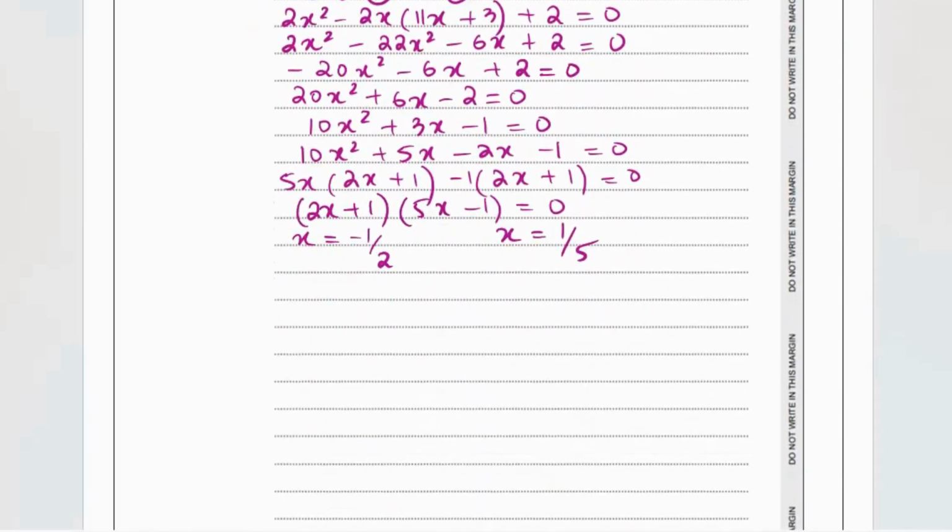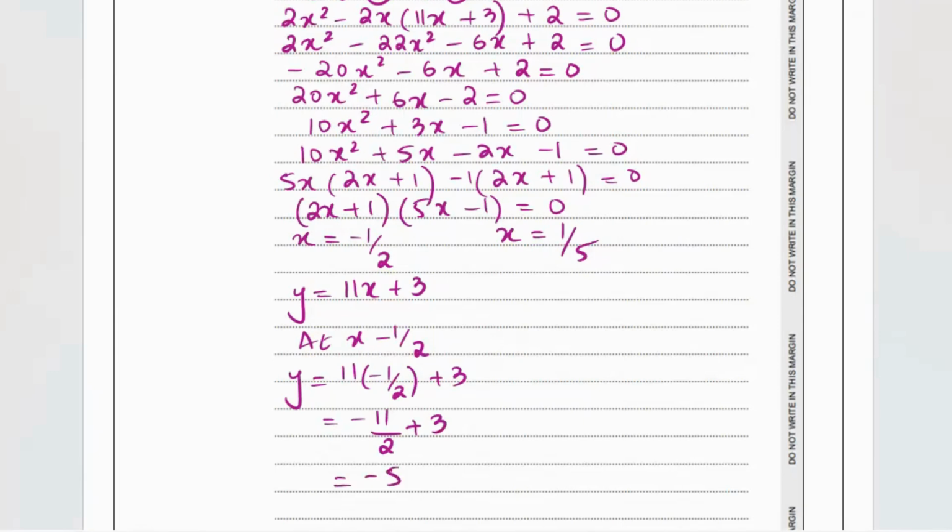Now we have to find the corresponding y values. So y was 11x plus 3. At x equals negative 1 over 2, y is going to be 11 times negative 1 over 2 plus 3, negative 11 over 2 plus 3, and that's going to be negative 5 over 2. At x equals 1 over 5, y is going to be 11 times 1 over 5 plus 3. That's going to be 11 over 5 plus 3, and that is going to be 26 over 5.